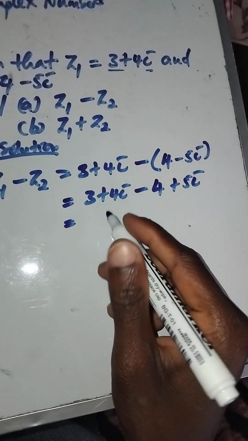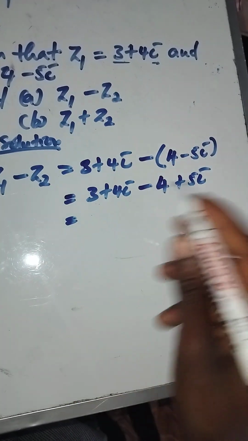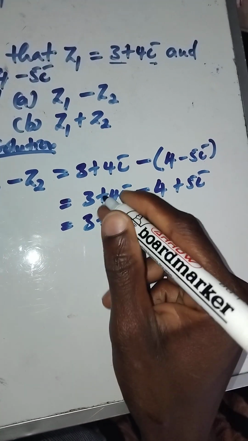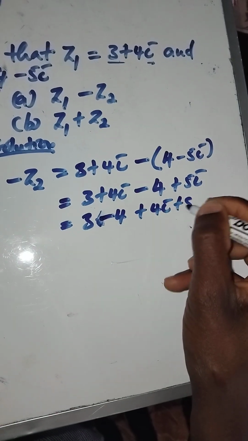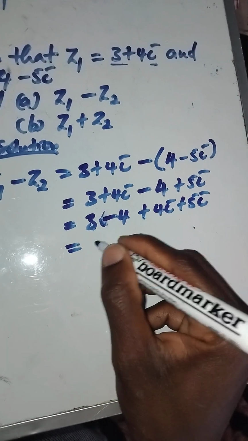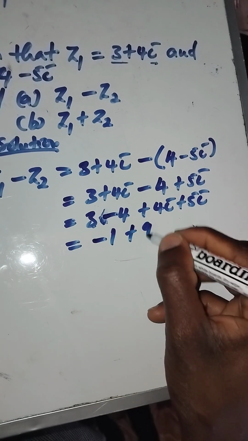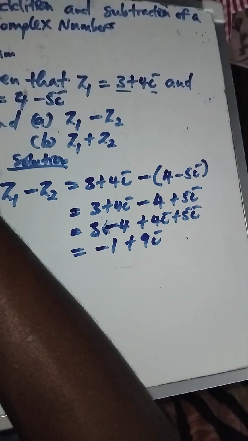So now we are collecting like terms, the real parts and the imaginary parts. So 3 minus 4, then plus 4i plus 5i. So 3 minus 4 we get -1 plus 9i. So this is our solution.